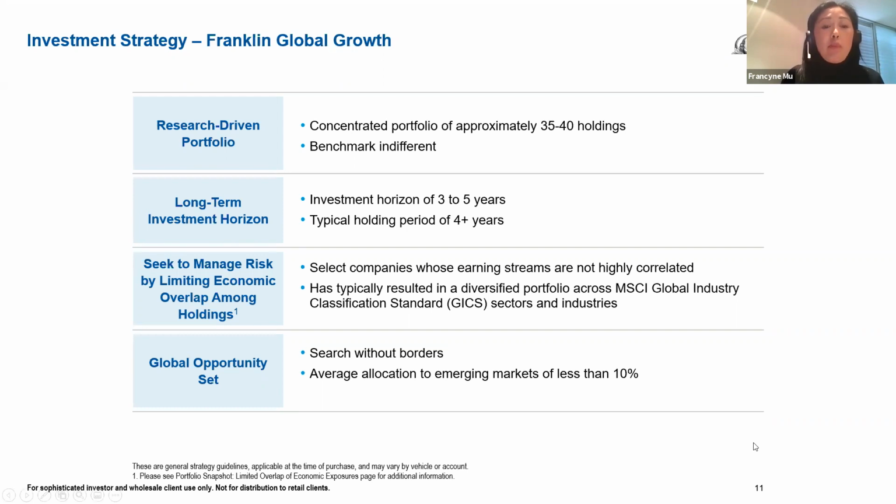Lastly, our opportunity set is global. We can search without borders. We can hold up to 20% in emerging markets, but typically we've averaged less than 10% in the portfolio.